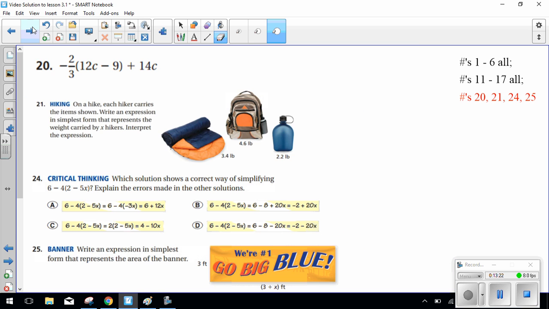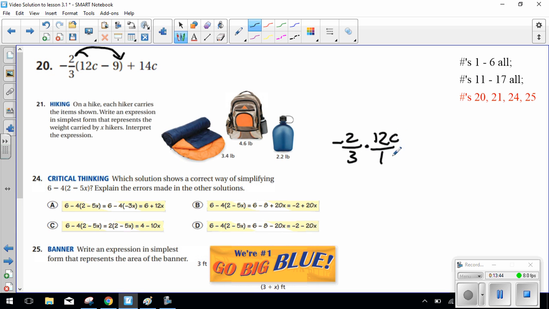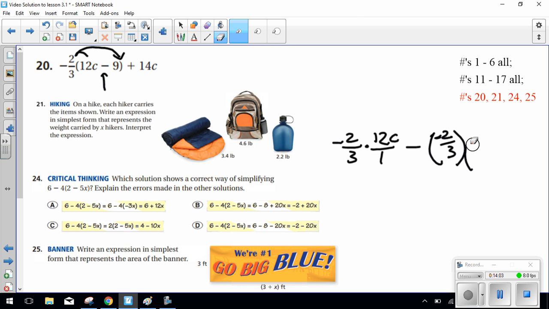Okay, here's 20. So what I see here is the distributive property. So everything inside this parenthesis is going to be multiplied by -2/3. So I have -2 over 3 times 12c, and I'm going to write it over 1, minus, that's this minus sign right in the center. Now I'm going to take -2 over 3, and I'm going to times that by 9 over 1.